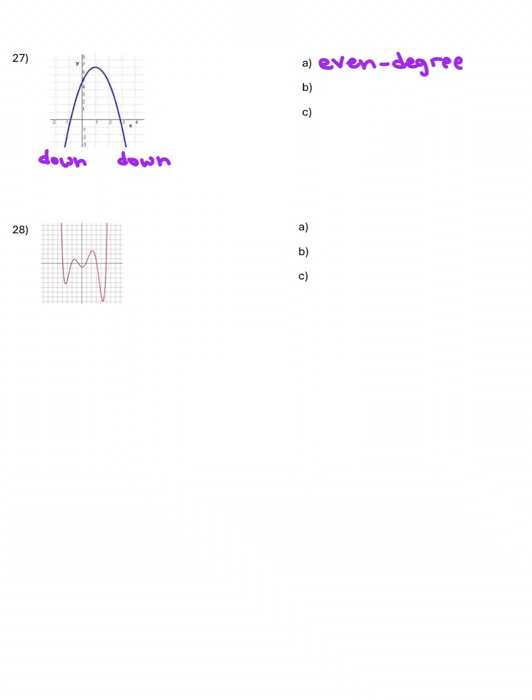Now, part B, we were just trying to decide whether there's a positive or a negative leading coefficient. So if we look right here on the right side, right, we only look at the right. Since it's pointing down, it means there's a negative leading coefficient.